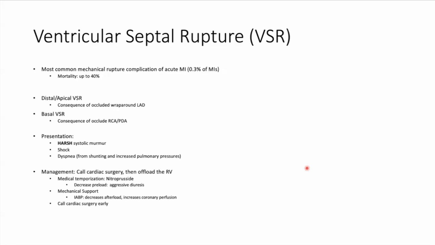The management is, again, you call cardiac surgery, and then you try your best to offload the right ventricle. The whole problem here is that there's shunting of blood from the left ventricle into the right ventricle, and anything that can reduce that shunting is helpful in the acute setting. So nitroprusside is very useful here. You also try to decrease the preload by aggressively diuresing, and balloon pumps are helpful.